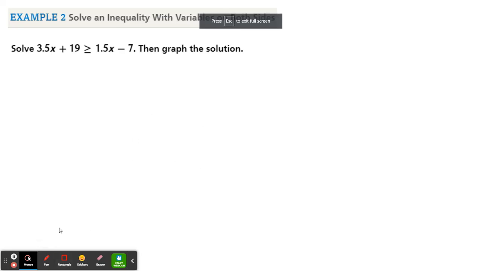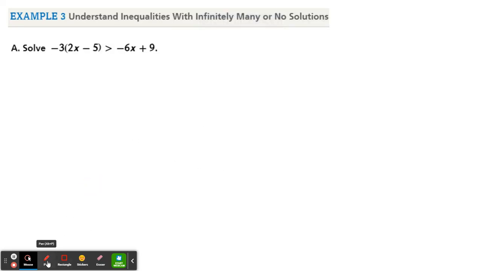All right, next problem. Understand inequalities with infinitely many or no solutions. All right, let's solve this inequality. Negative 3 times 2x minus 5 in parentheses is greater than negative 6x plus 9.